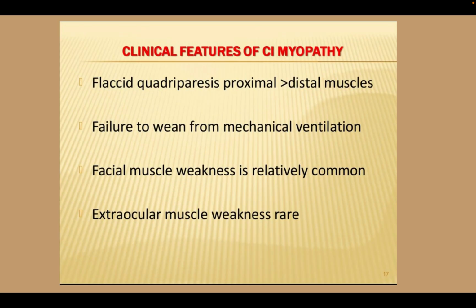And as far as clinical features of critical illness myopathy, it could be flaccid quadriparesis, proximal more than distal, failure to wean from mechanical ventilation, facial muscle weakness, which is relatively common, and extraocular muscle weakness, which is actually rare.